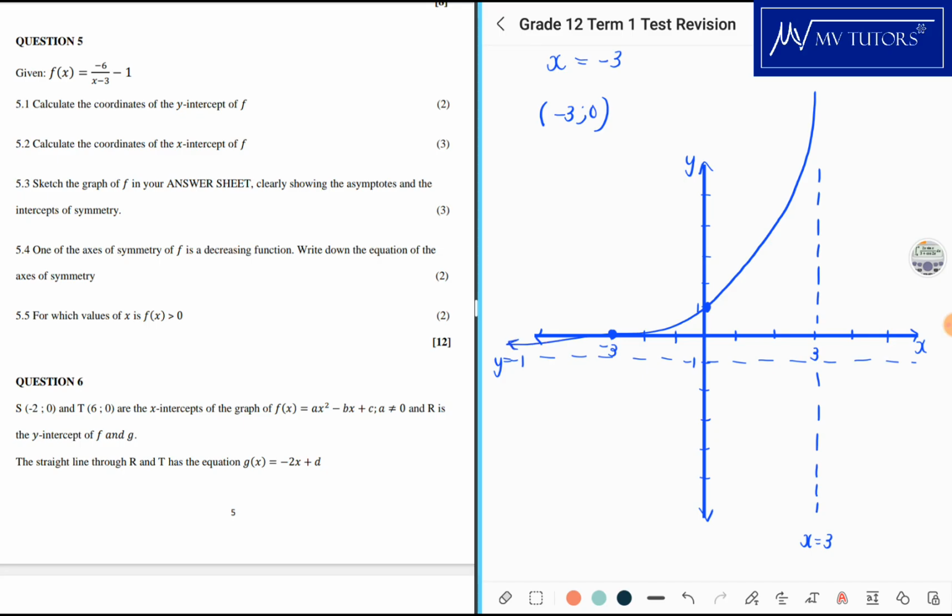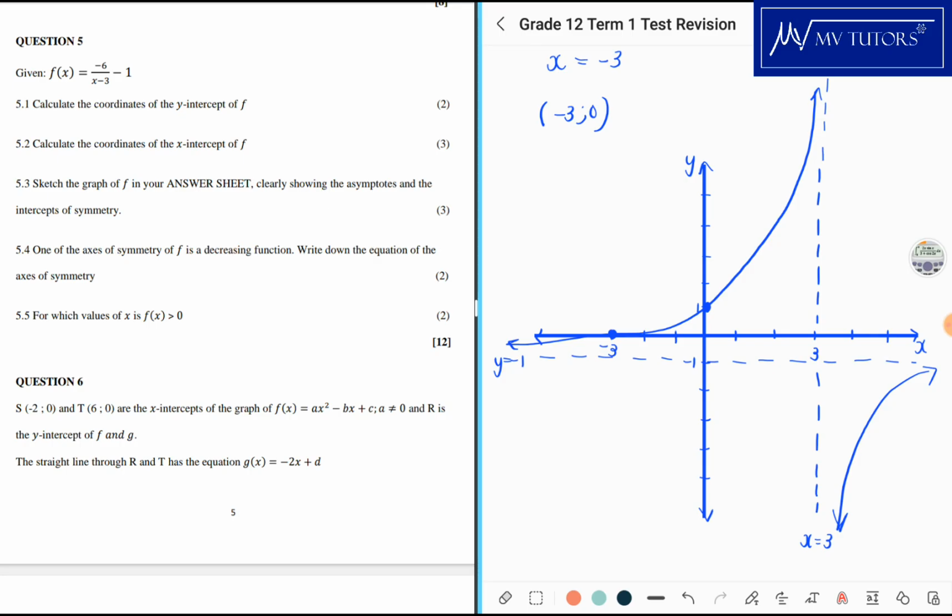Okay, there it is. Remember, it doesn't touch the asymptote. It tries to touch it, but it never does. And then you have the other portion of it here. So you see it occupies the second and the fourth quadrant.